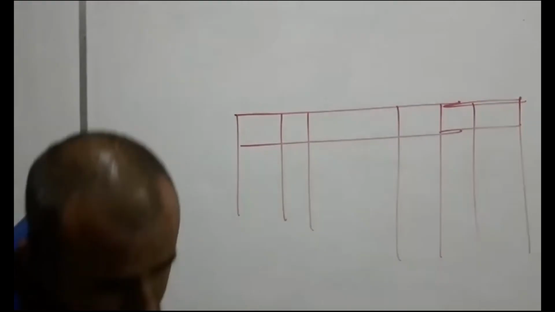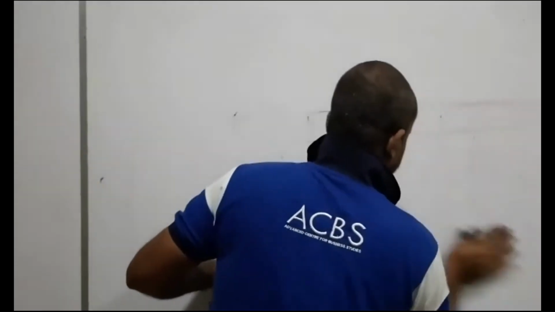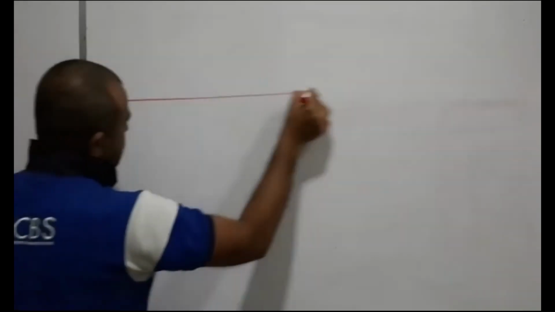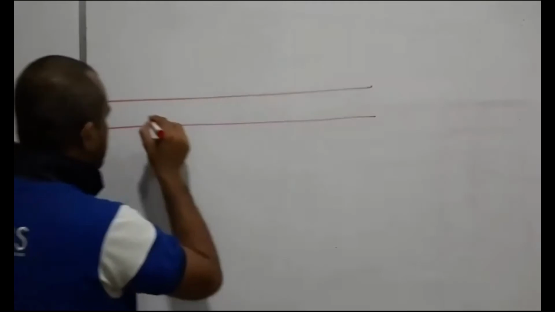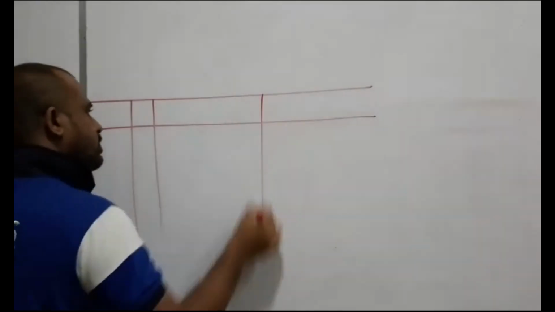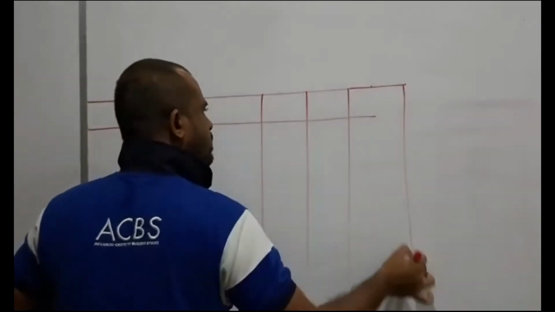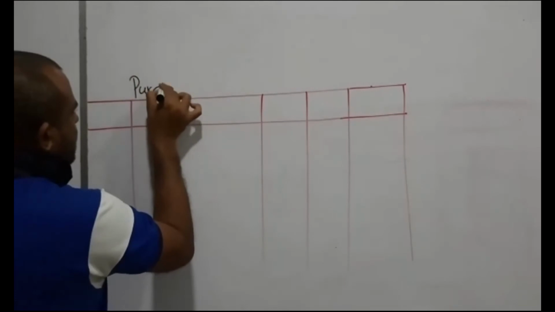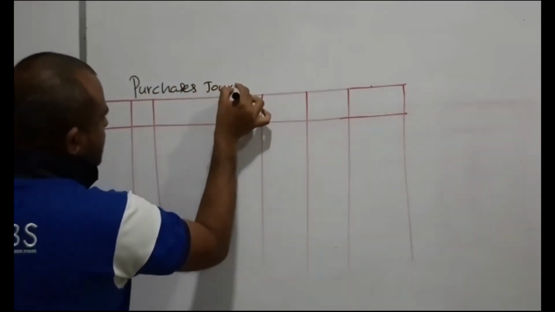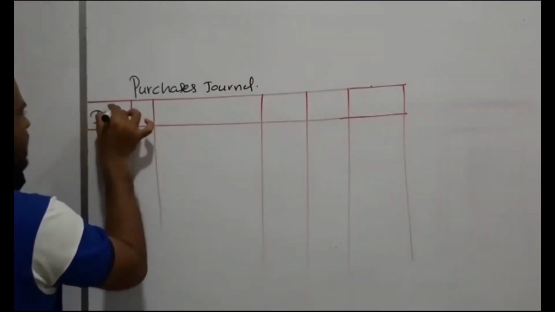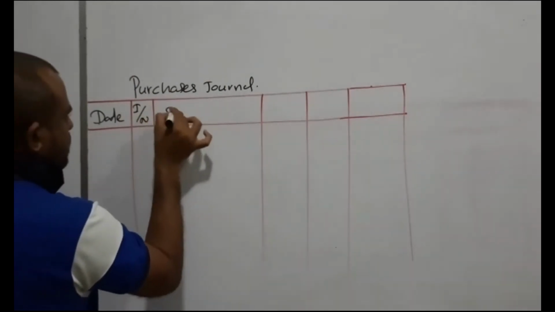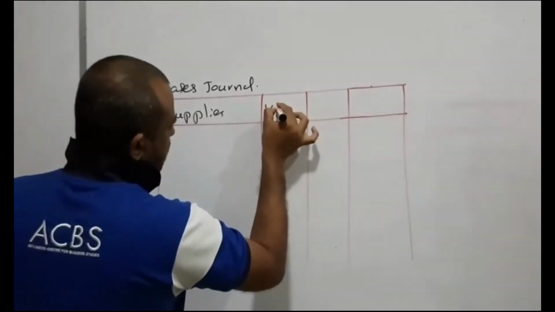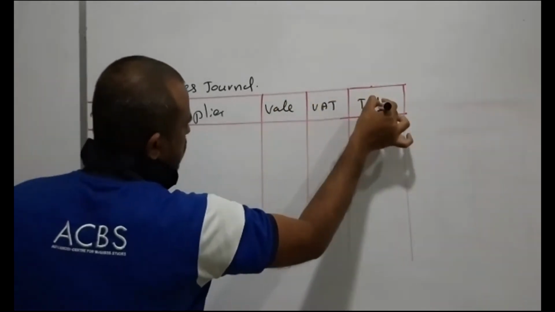We draw this format along with the VAT format as well. Right. You say here purchases journal, with the date, invoice number, supplier, the one you purchase from, and the value, VAT and the total.